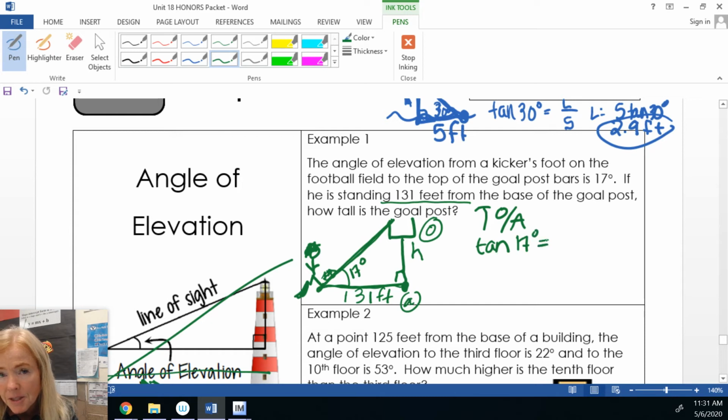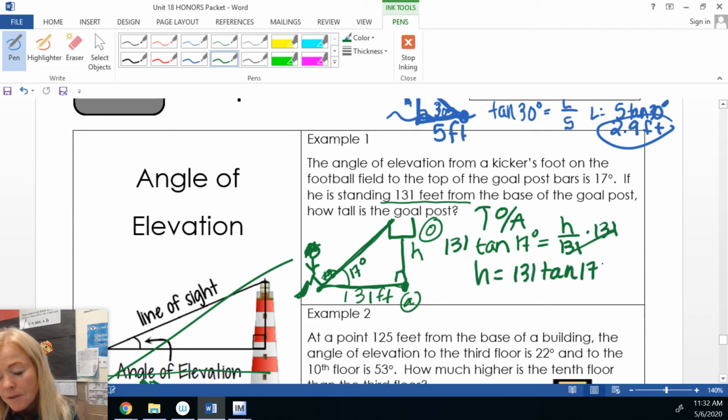So we can fill in our equation, tangent of 17 degrees. Remember, the angle always follows the function. Tangent 17 degrees is equal to h over 131. Once we have that, we can solve for h and then place it in our calculator to come up with the height. So we're going to multiply both sides by 131, and we get our height is 131 tangent 17 degrees.